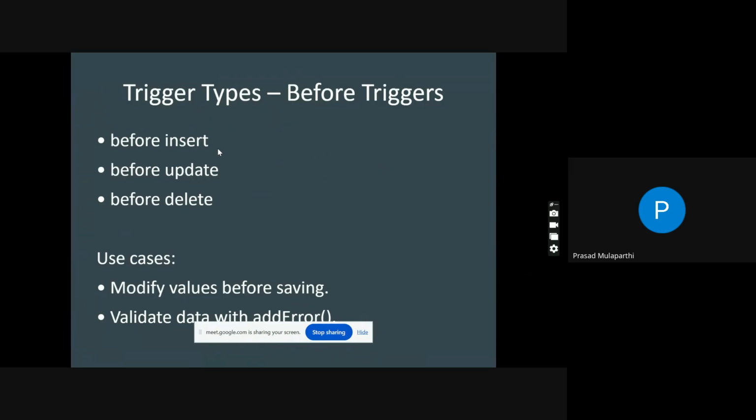Types of triggers. There are mainly two types of triggers. One is before triggers, another one is after triggers. In the before triggers, we have three options available: before insert, before update, and before delete. We write before triggers mainly when we want to perform an action before saving the record to Salesforce. For example, if you want to throw an error based on user input data, if the user has entered an incorrect value, and you want to find out whether it is incorrect or not and throw an error to the user, in those cases, we'll choose before triggers.